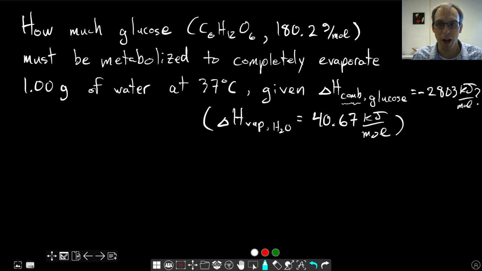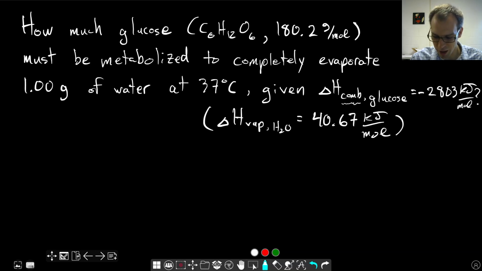So the question is, how much glucose, given this formula C6H12O6, this is a sugar that's used inside your body to power your cells. It has this molar mass that I just calculated for you in advance, so we don't need to calculate that, 180.2 grams per mole. But how much glucose needs to be metabolized to completely evaporate 1 gram of water at 37 degrees Celsius, given some information? Specifically, the delta H combustion of glucose.